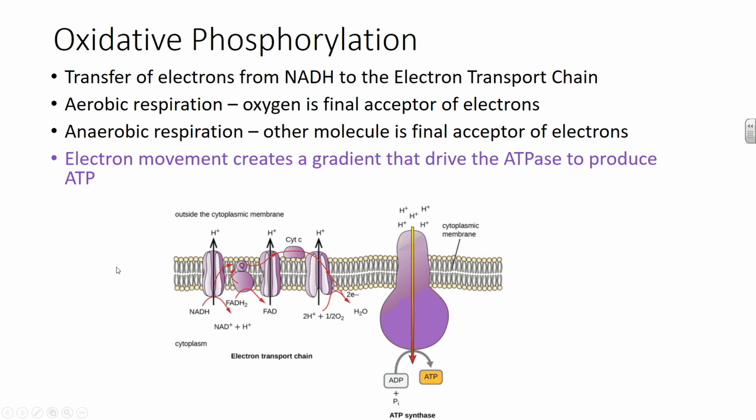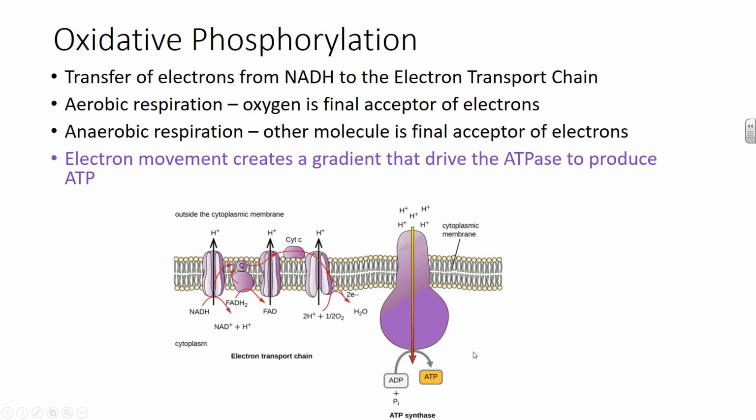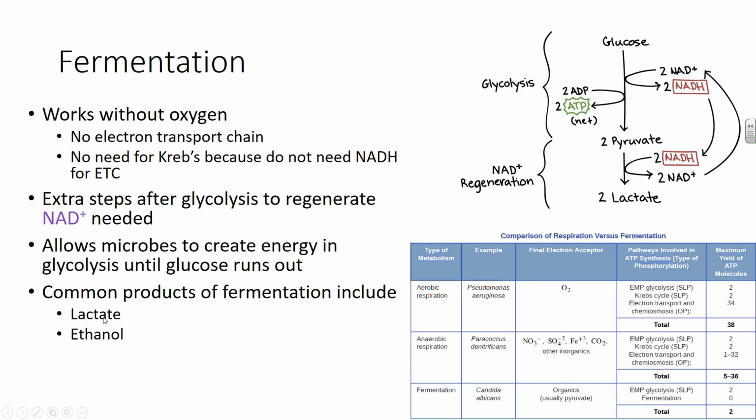But do all microbes use oxygen or always have oxygen? Well, the answer is no. So there is a backup called fermentation. With fermentation, this is going to be the process where organisms make some energy when oxygen is not present. There is no electron transport chain and no need to complete the Krebs cycle because we don't need the NADH molecules for the electron transport chain.